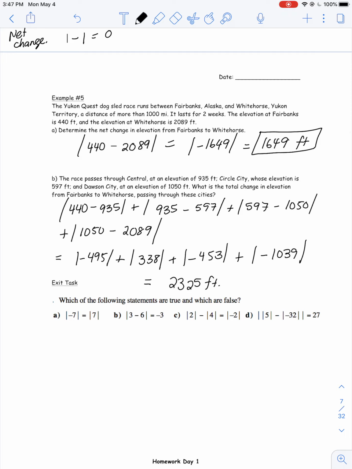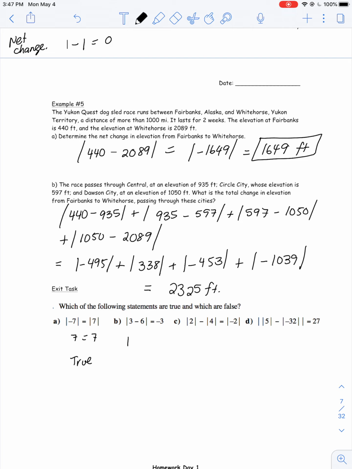And then our absolute task is just saying which ones are true and which ones are false. Well, absolute 7 is equal to 7. So both of them would equal 7. So this one is true. For B, 3 minus 6 would be negative 3. And the absolute of negative 3 is positive 3. So those are not equal, so that is false. 2 minus 4 equals positive 2 when we go through the absolute. 2 minus 4 is negative 2. Well, negative 2 is not equal to 2, so that one is false as well.